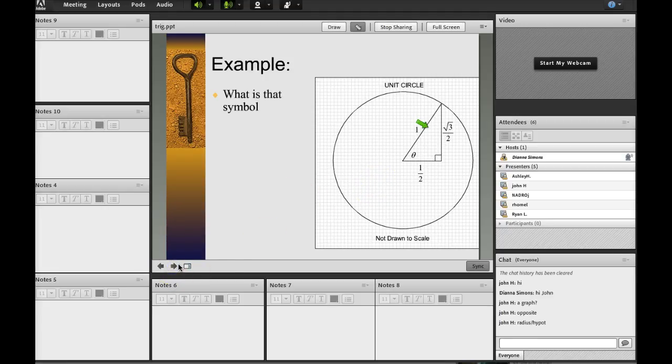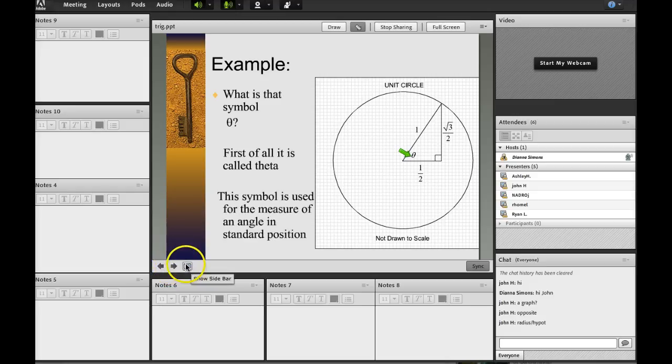All right. So what is this little symbol? Anybody know what this symbol is? Cosine. Nope. Tangent. Nope. Zero with a line in it? It's called theta. It's a Greek letter. And it's the symbol that we use for the angle in a standard position. Okay? Theta.